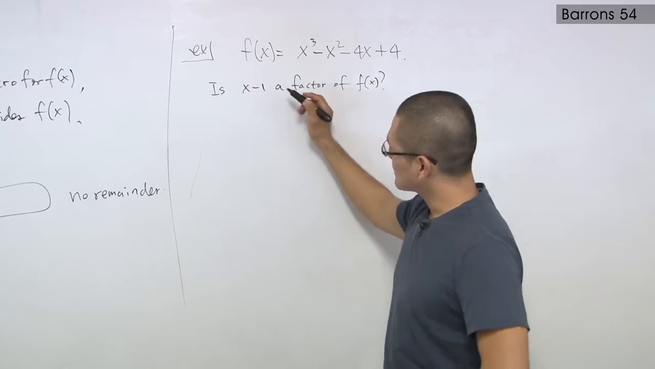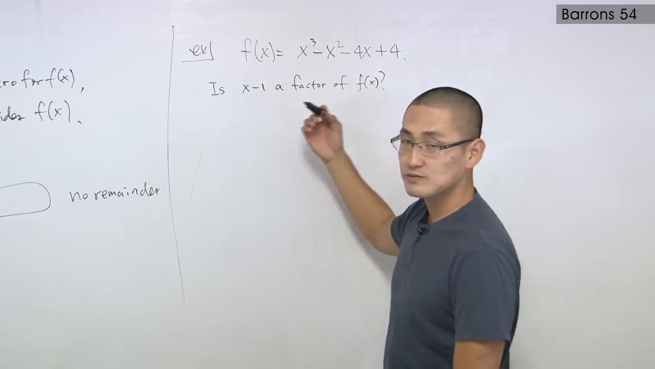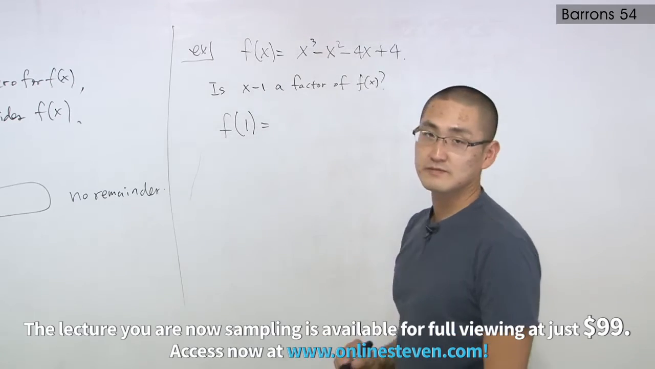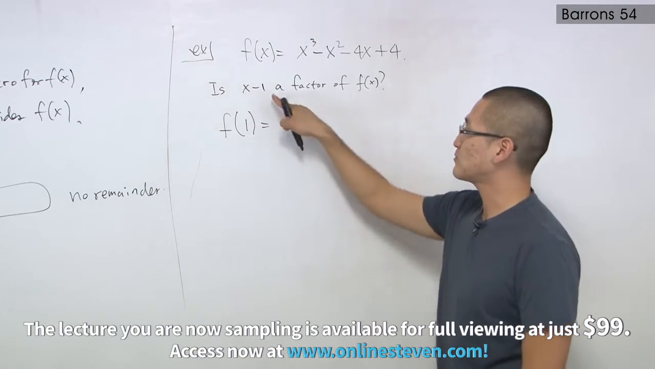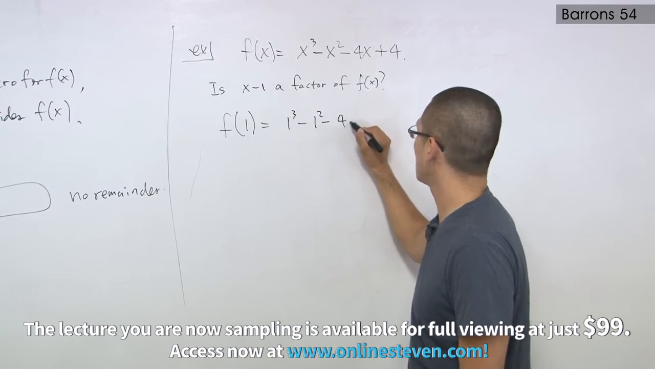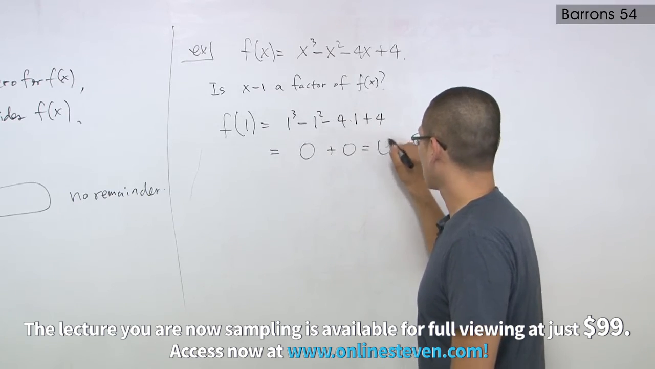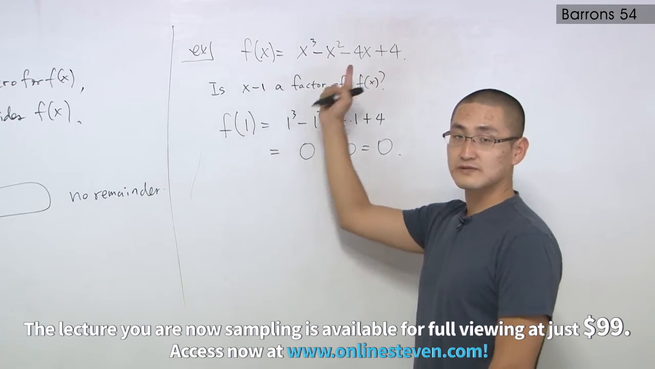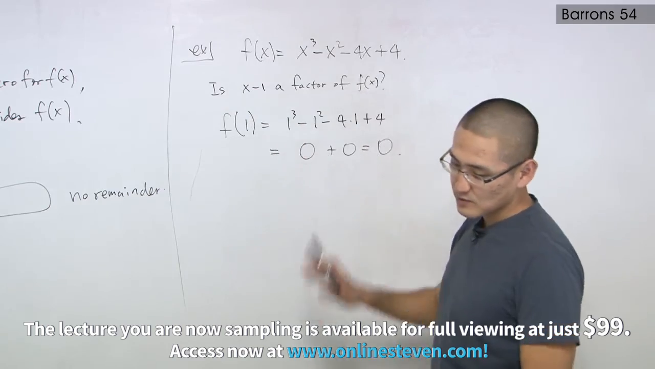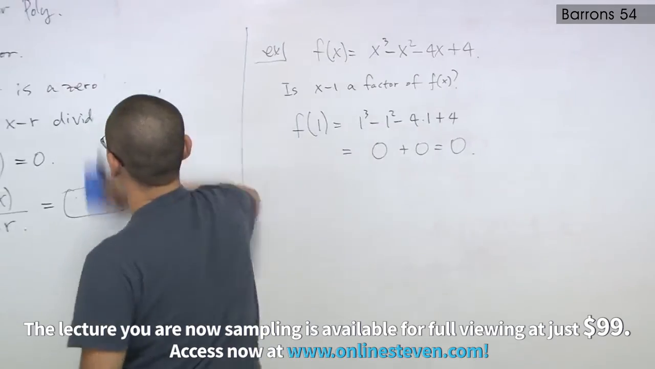The answer, you can do it a different way, actually dividing by it and seeing that there's no remainder, but you could just plug that 1 into f of x and see that it gives you 0, that 1 is a 0 of this function. So 1 cubed minus 1 squared minus 4 times 1 plus 4 gives you 0. So we just found that 1 is a 0 of this function, therefore x minus 1 is a factor, right? So this is one of the ways you can use them. And the third kind is the rational zero theorem.